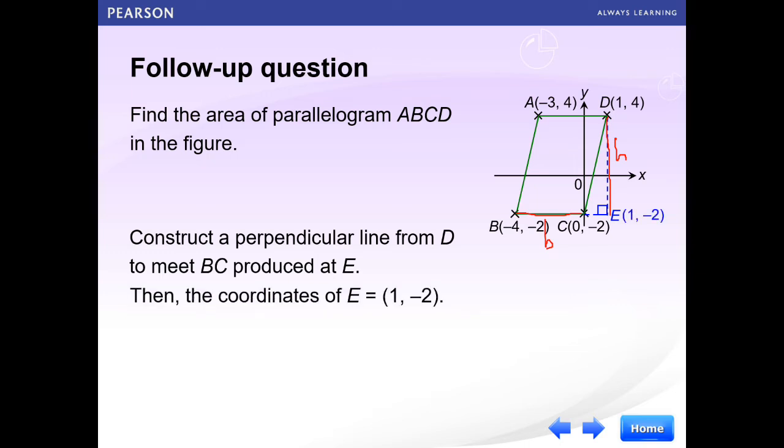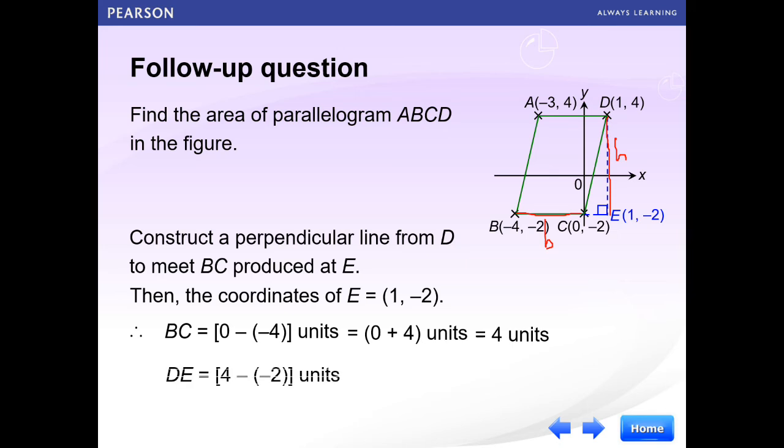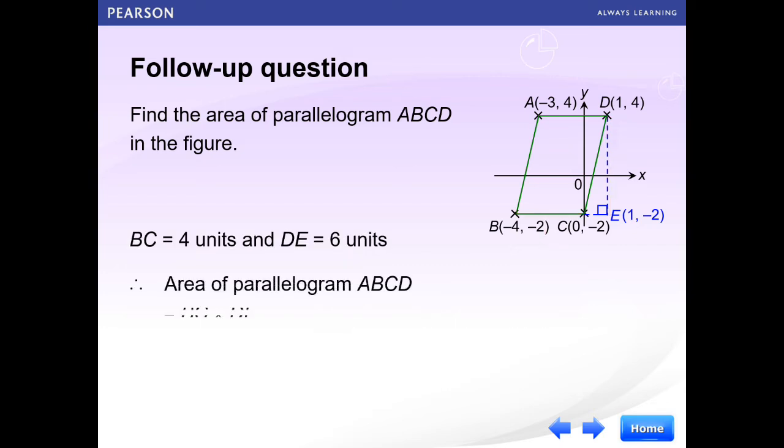Of course, you need to add a point E, so you can write down some information about it. The coordinates of point E, you can use the information in the figure to help you: 1, -2. And then you can find BC and DE. After you get the base and height, multiply them together to get the area, 24 square units.